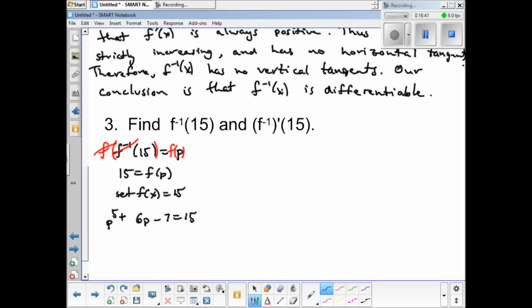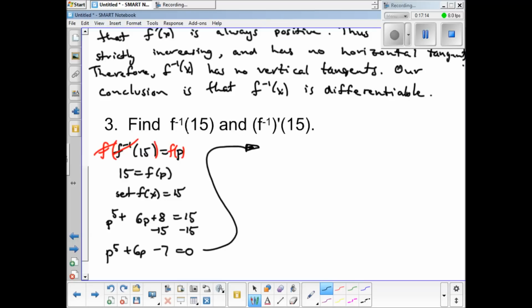There we go. Okay, so let's bring the 15 to the left. This was a plus 8, I believe. Sorry, I wrote this function wrong. The original problem had a plus 8 here. There we go. Subtract 15 from both sides, and we get p to the 5th plus 6p minus 7 equals 0.